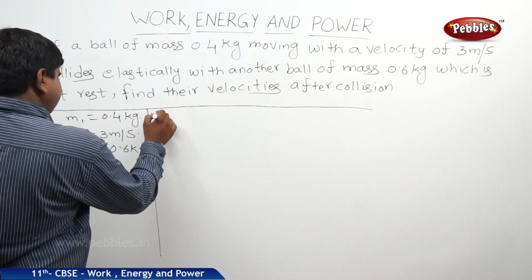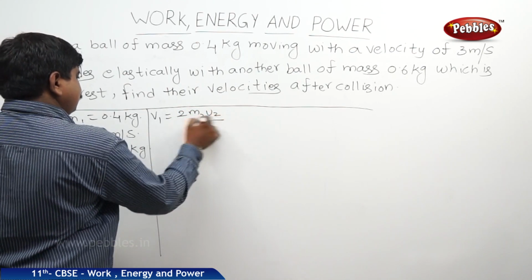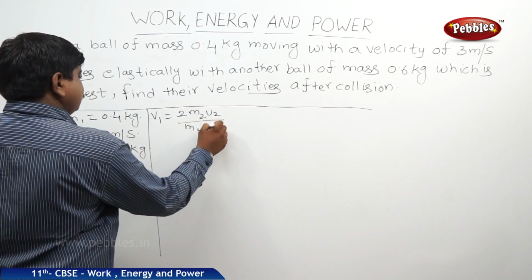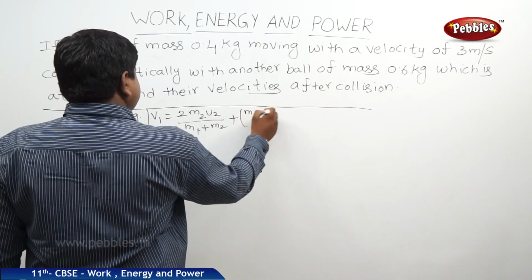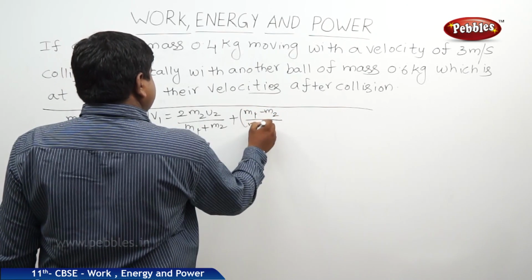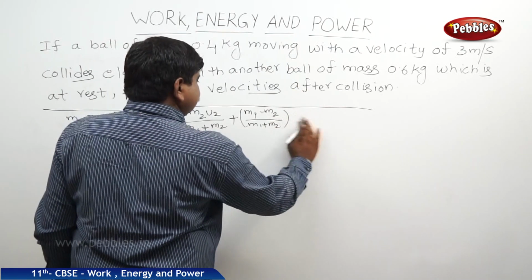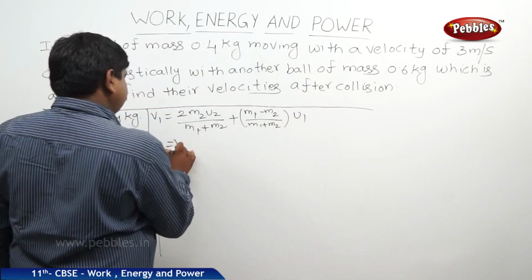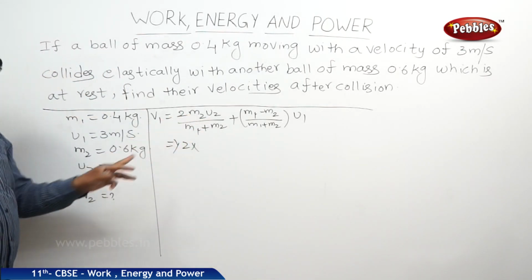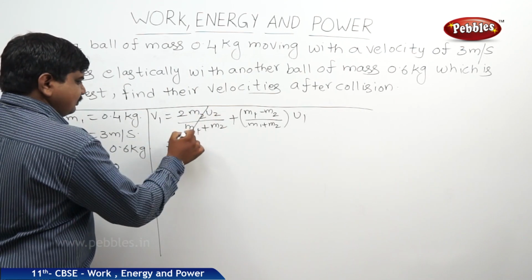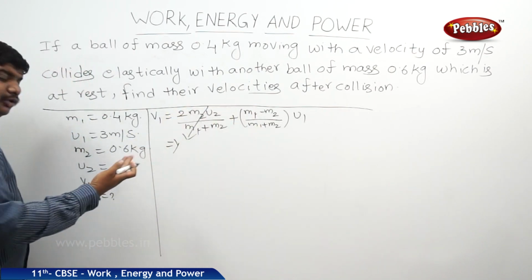So what is the equation for v1? It is 2m2 u2 by m1 plus m2, plus m1 minus m2 by m1 plus m2 into u1. Here 2 into m2 is 0.6, u2 is 0. This means this part will cancel. So no need to substitute because u2 is already 0.